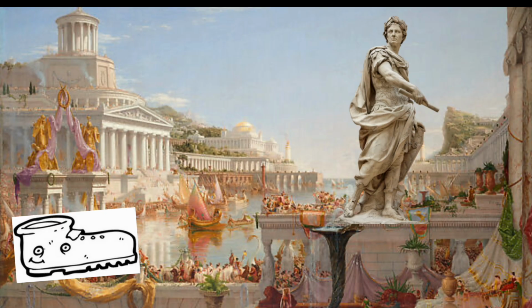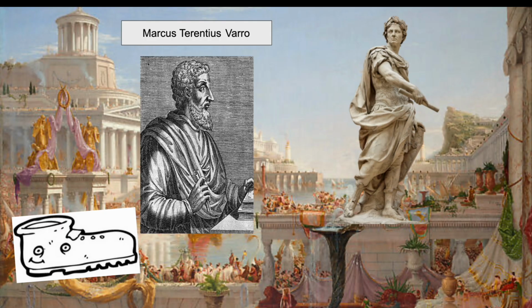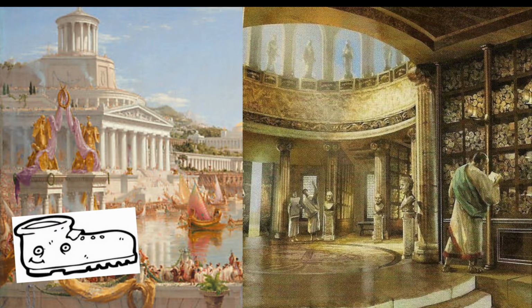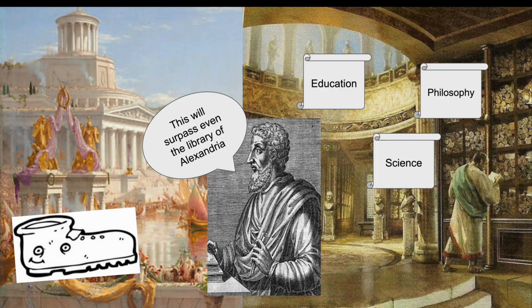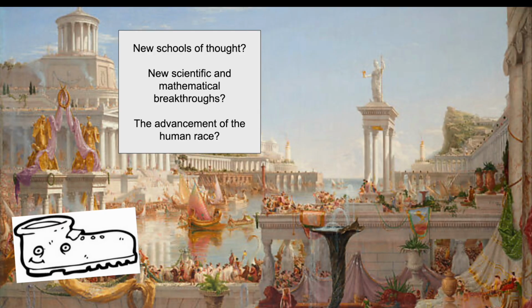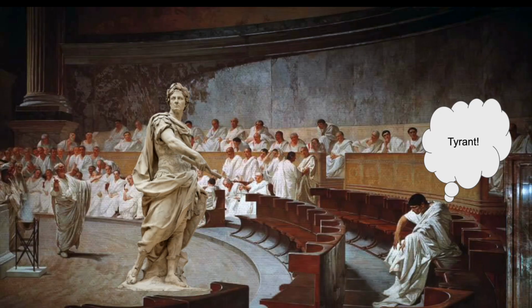But Caesar's best idea was one that would unfortunately remain in the plans. He contacted Marcus Terentius Varro, who began laying the groundwork for the building of a massive library in Rome, one that would surpass even the Great Library of Alexandria. It was to be a centerpiece of philosophy, science, and education. Who knows what would have happened if this had gone through? But, unfortunately, before it could, some people started to get really jealous and fearful of Caesar.